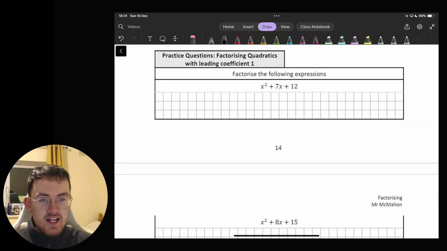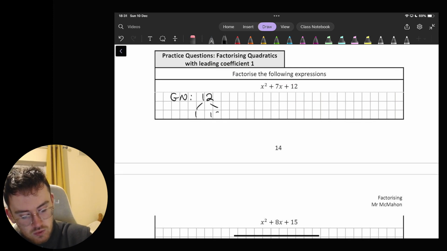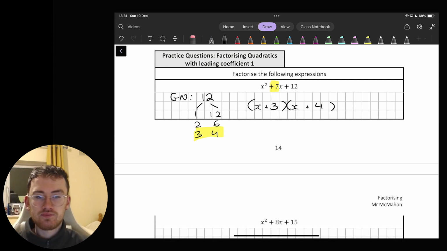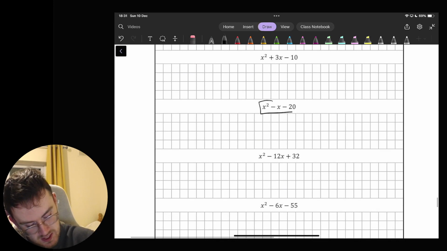So say here x squared plus 7x plus 12. I would start off as normal, get my factor pairs of 12. So 1 and 12, 2 and 6, 3 and 4. I'm going to stop there because I know it's going to be 3 and 4 because it has to give me +7. And I can actually, instead of splitting that middle term, I can simply write down x plus 3, x plus 4.